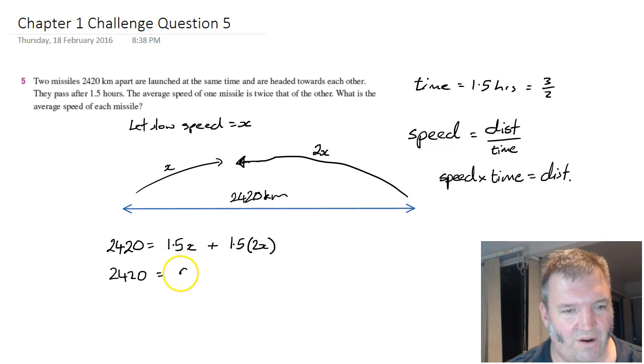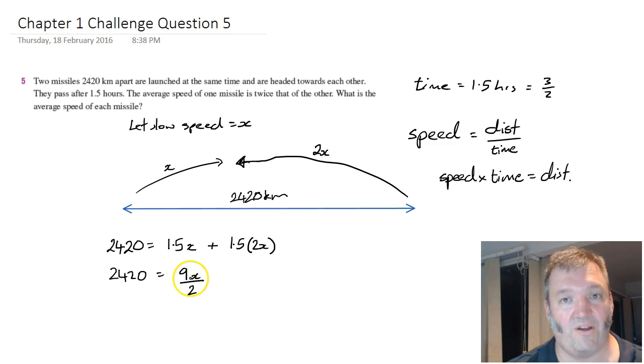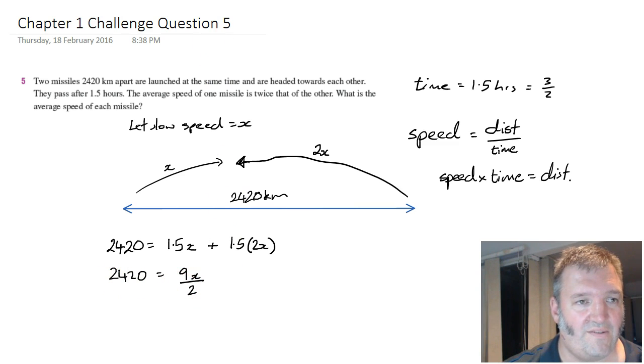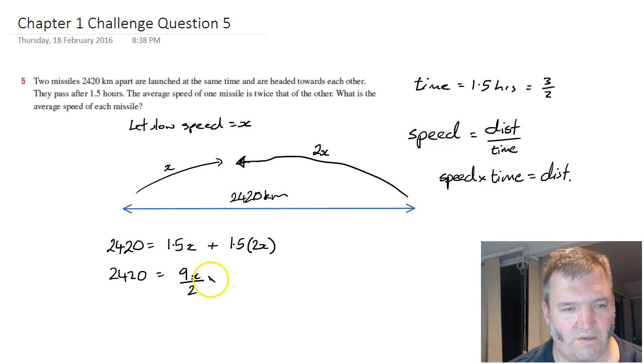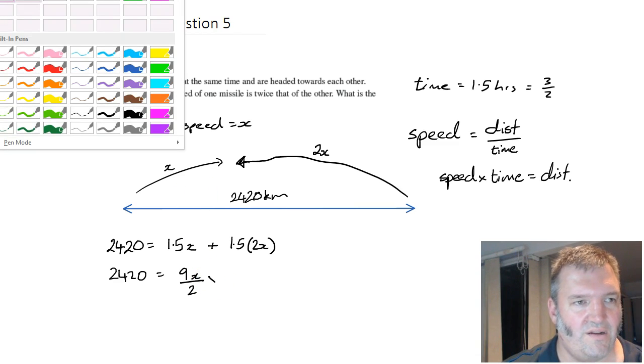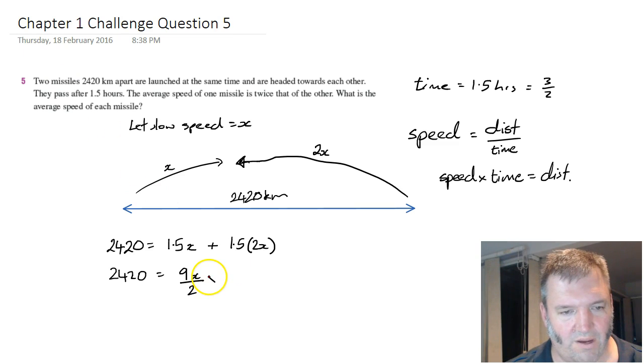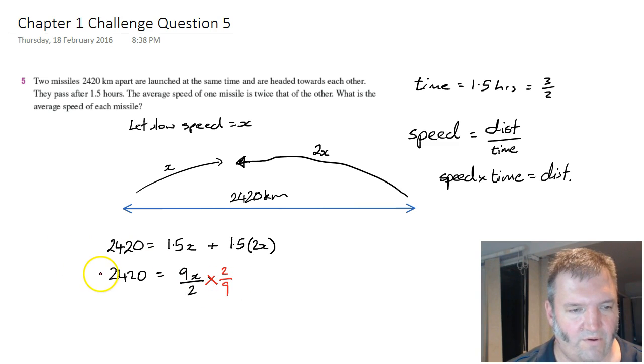4.5 is an ugly number. Why don't I call it 9 over 2 X? Working with fractions makes my life easier, because now I can just multiply by 2/9 to get X on its own. Remember the easiest way to solve these ones? The easiest way to get X on its own here is to multiply by the reciprocal. It's being multiplied by 9 over 2, so I multiply by the reciprocal, 2/9.